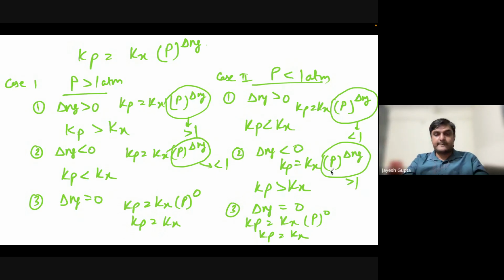Okay, so once again, I am telling you this one is somewhat complex. When your pressure is less than 1 atm and you have a negative power, since it is a negative power, it will go in the denominator, and your value is less than 1. So your denominator value will decrease because when you raise a value less than 1 to a power, it gets decreased. So your denominator is decreasing, so the fraction will be increasing. That's why Kp is coming greater than Kx. And the third case, delta Ng is 0, so you get Kp equal to Kx, the same as the previous one. Okay, so please write this one.